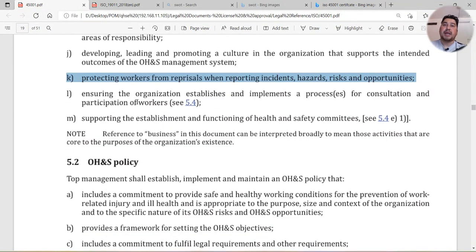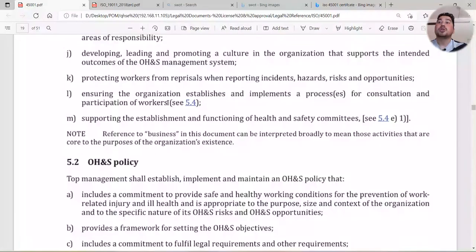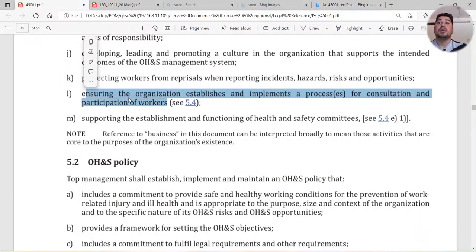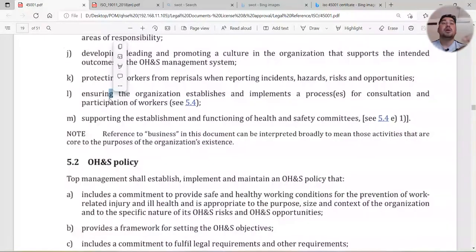Ensuring the organization establishes and implements processes for consultation and participation of workers. Okay. So communication and consultation also is one of the requirements. Consultation means taking the views, taking the advice from the lower level staff also before you are implementing any system. Let's say that you want to change one process. Before suddenly changing the process, go and talk with the people who are working in that particular area. Take their views, ask them how the system is going to affect them. Is the previous system good or will the new system be good? So this is the consultation. You are taking the views or you are talking with the people.